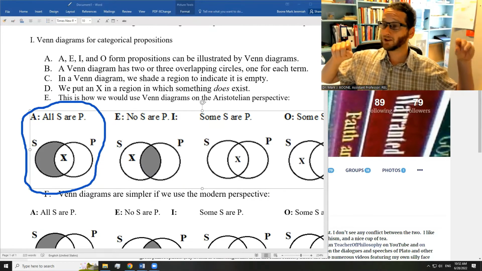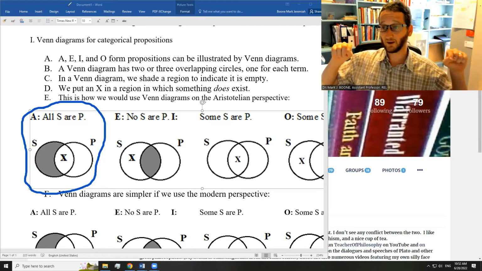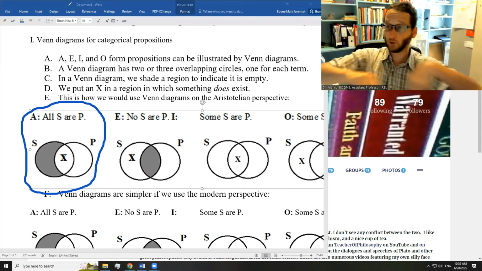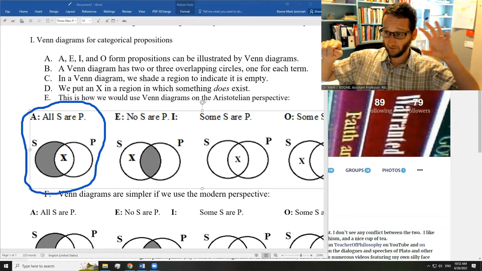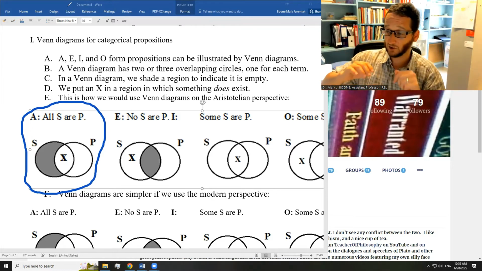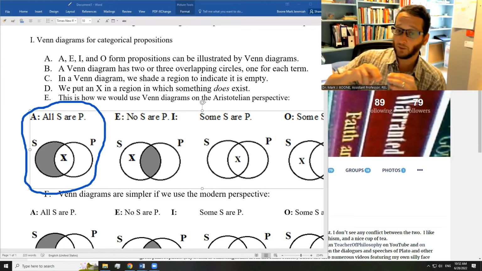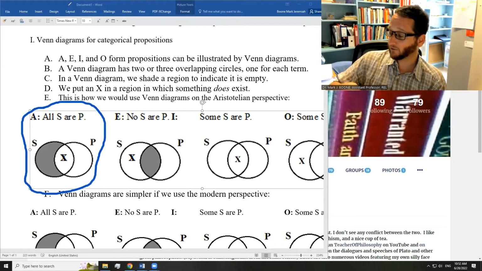And that means you have three possible regions where you can diagram something. You have the S only region where S does not overlap with P. You have the S and P region where the circles overlap. Then you have the P only region where P does not overlap with S. And for an all S are P statement, you want to shade the S only region to indicate there's nothing there. If anything is an S, then it's a P.